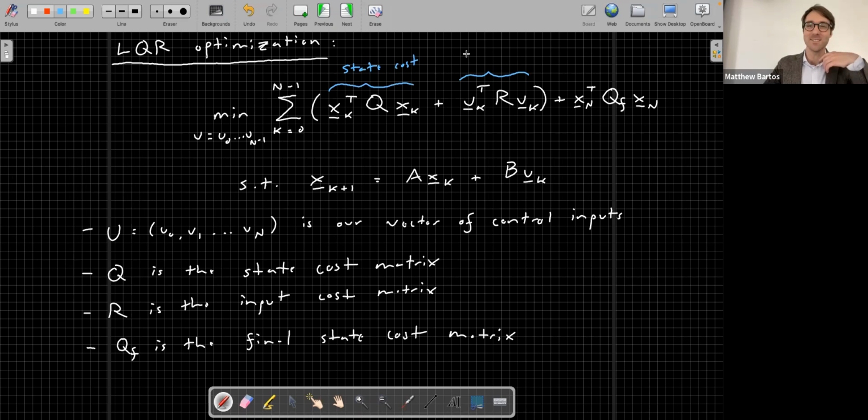Okay, what about this term here? Right, so this will penalize large inputs. So let's call this the input cost. And then this term here is just the final state cost. So this penalizes essentially deviations from 0 at the final time step. And it's treated as distinct.